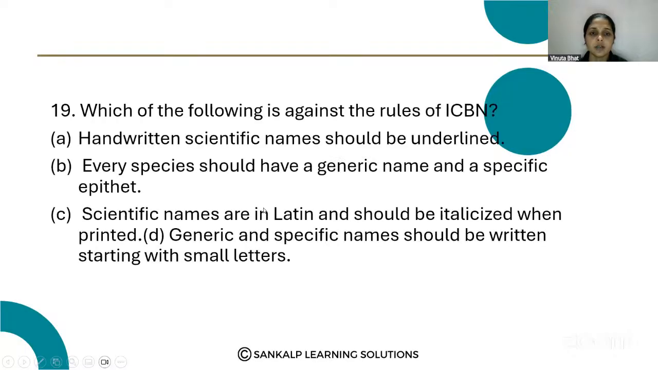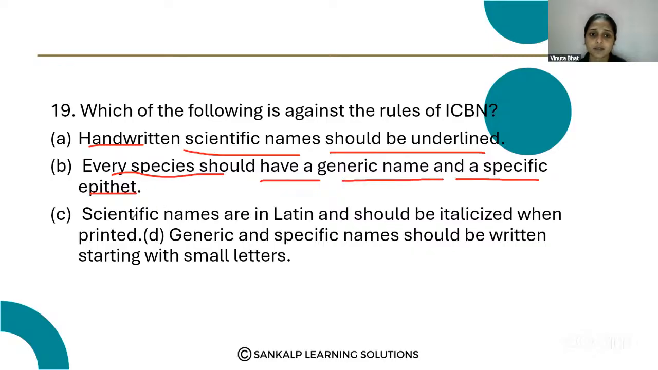Next question. Which of the following is against the rule of ICBN, the International Code for Botanical Nomenclature? Handwritten scientific names should be underlined. Every species should have a generic name and the specific epithet. Scientific names are Latin and should be italicized when printed. Generic and specific names should be written starting with small letters. Which one is the wrong one? That is based on the rules of binomial nomenclature.